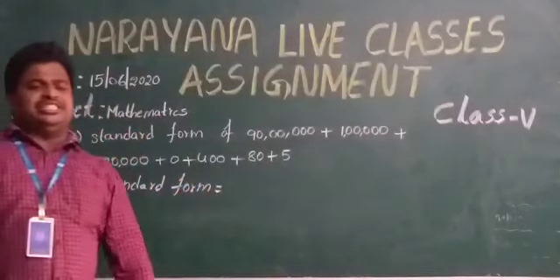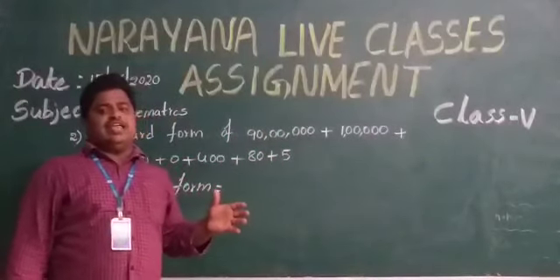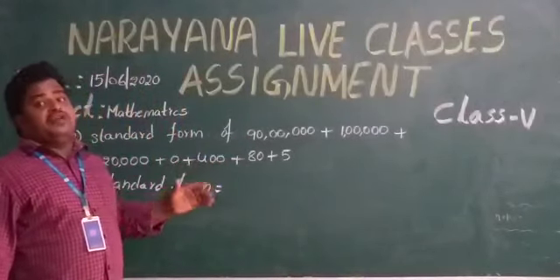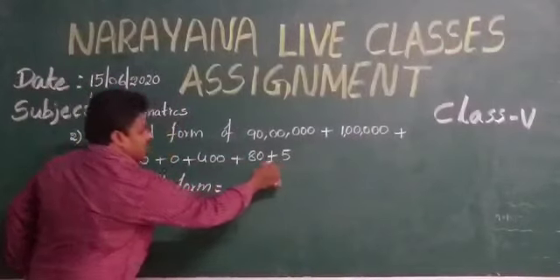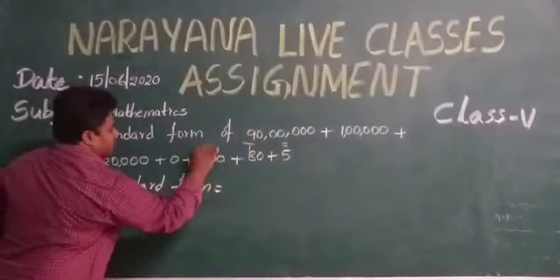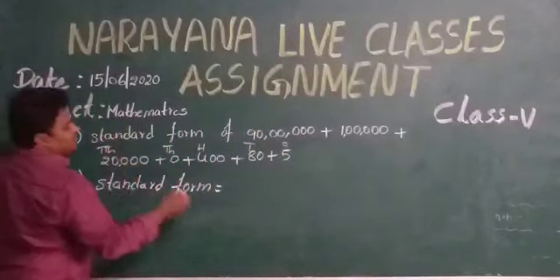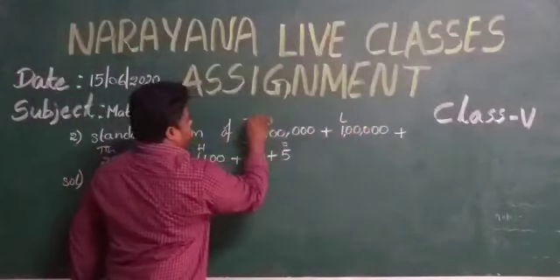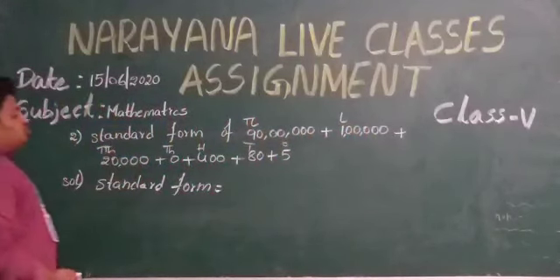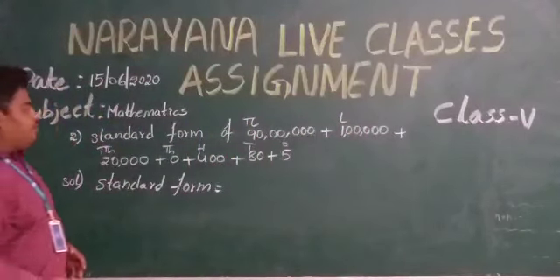While you are writing the standard form, check in the given question whether any place value of the number is missing. Here ones place is there, tens place is there, hundreds place is there, thousands place is there, 10,000s place also is there. Next, lakhs, 10 lakhs. Here every place value of the digit is given. So we have to write the digits according to the order of places.